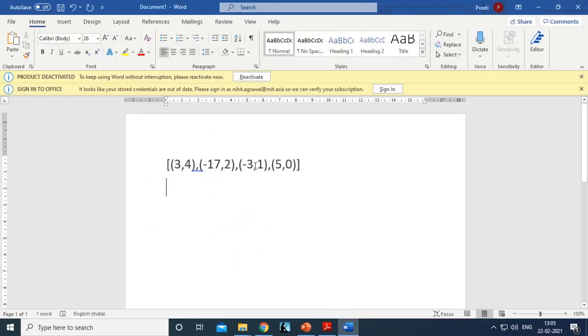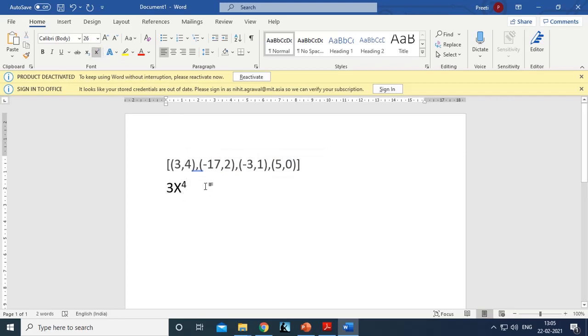Suppose this is the polynomial given to us. Every round bracket represents a coefficient and the power of x. The first round bracket is saying 3 and 4, so it means 3x to the power 4. The second term is the power term and the first term is the coefficient term.